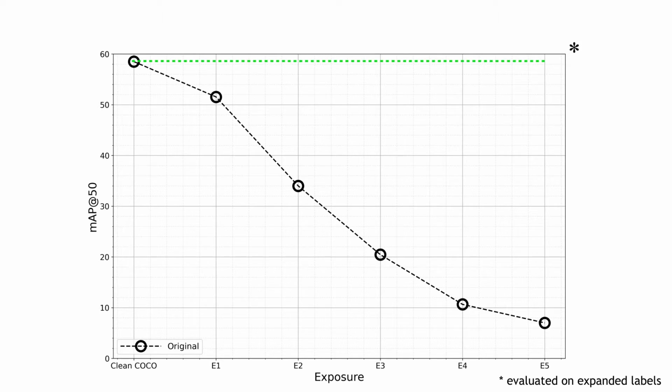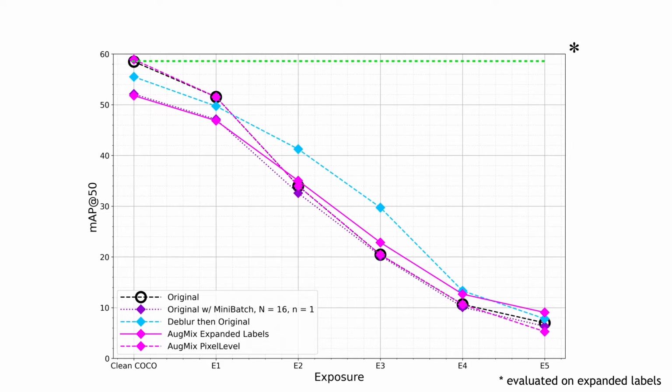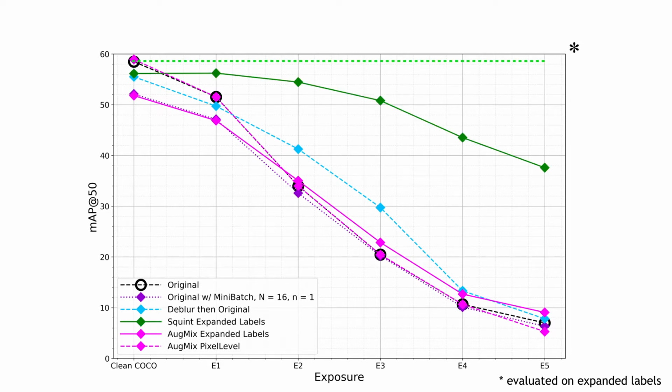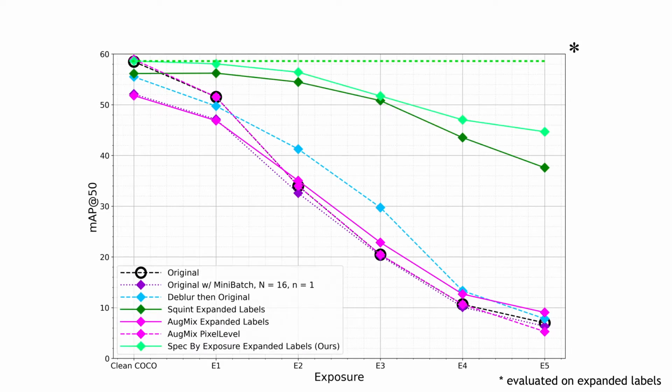Empirically, we found 3 remedy types that helped only somewhat, plotted here with similar colors, and nicknamed deblur, AugMix or mini batch normalization, and squint. But 2 other types of remedies make the most difference, combined and plotted here as ours: specializing by exposure and training on expanded labels. We illustrate these different models next.